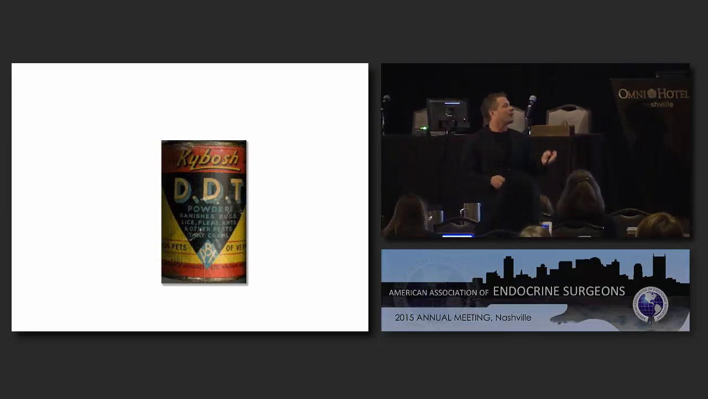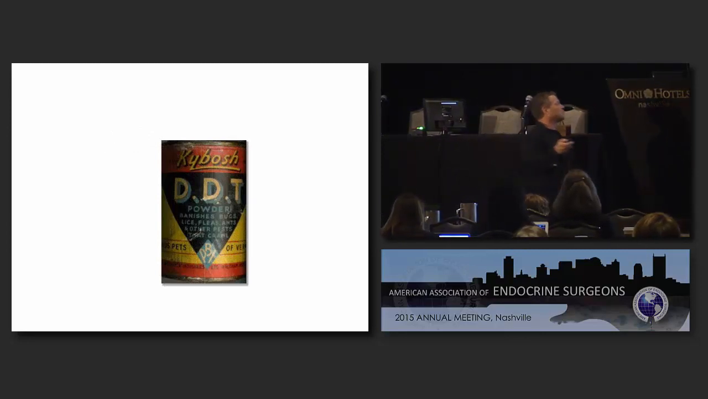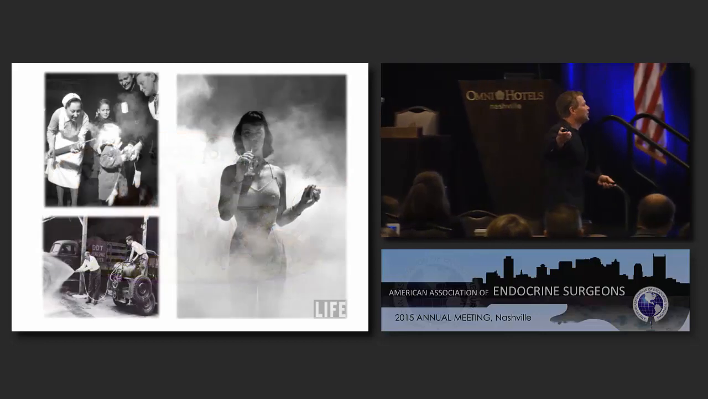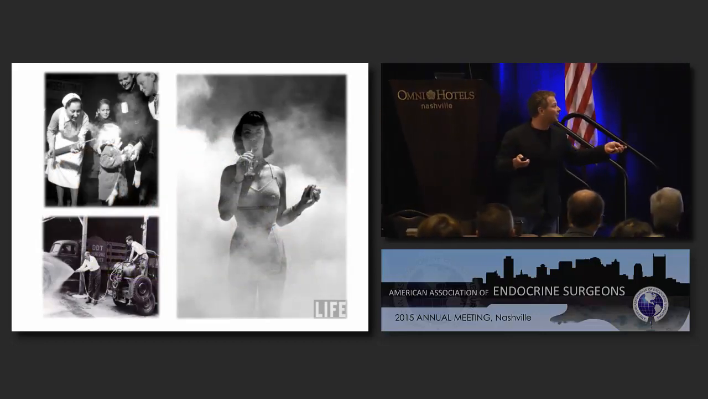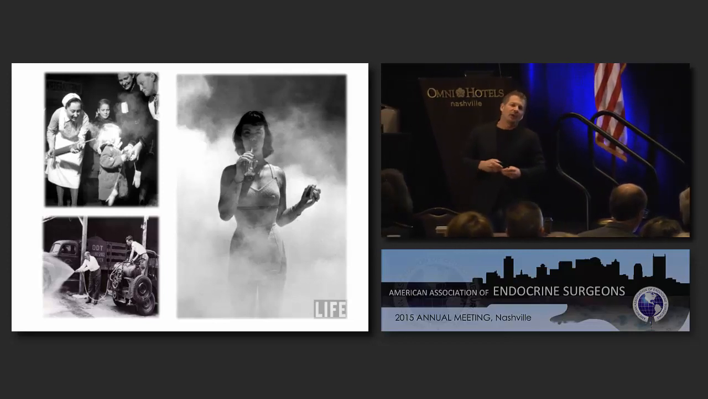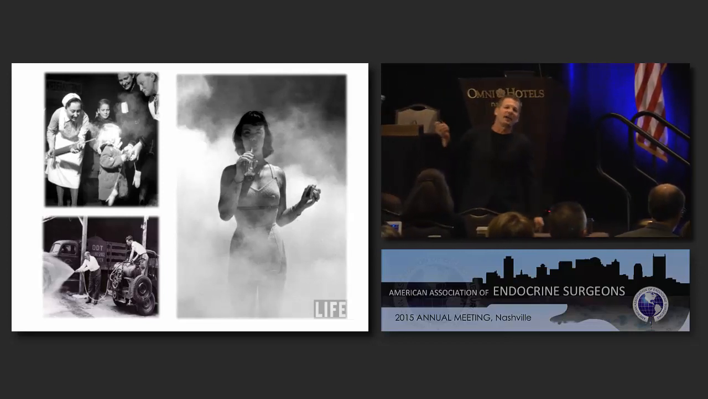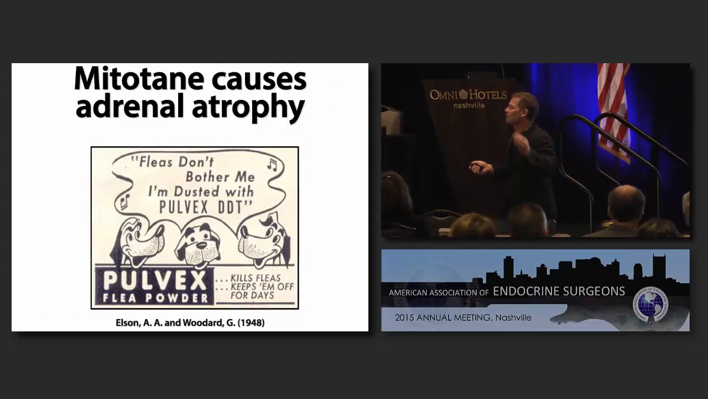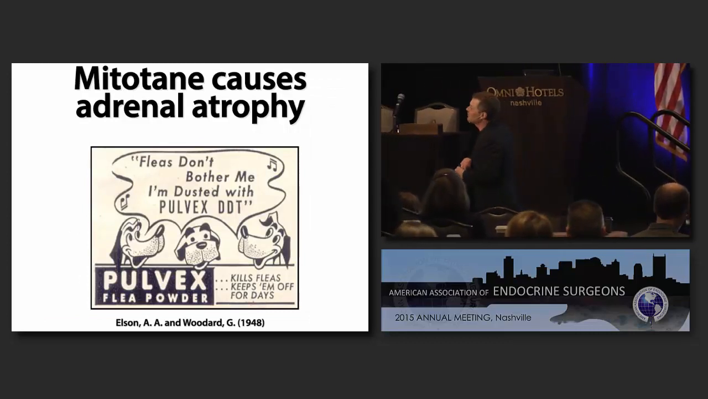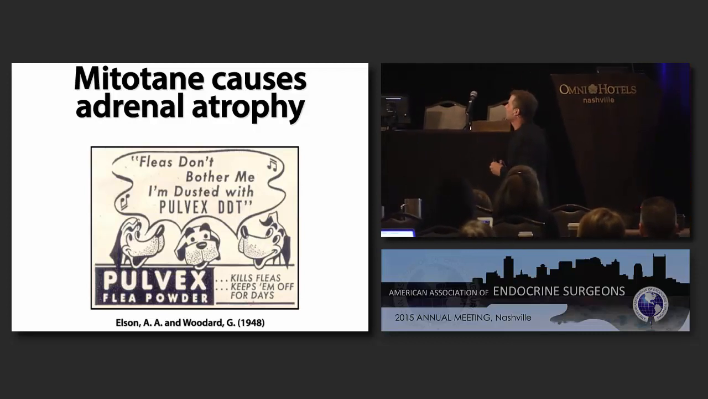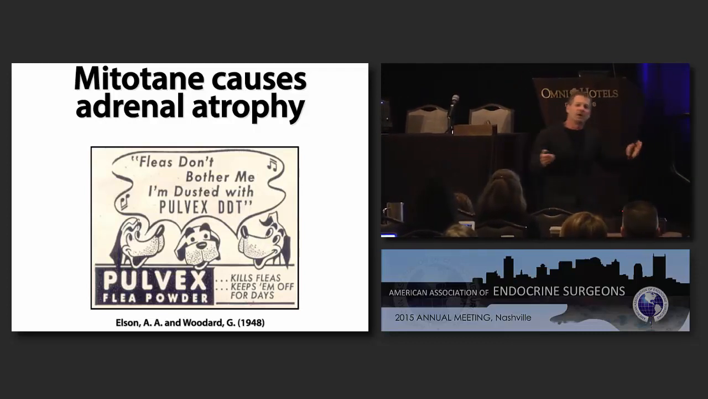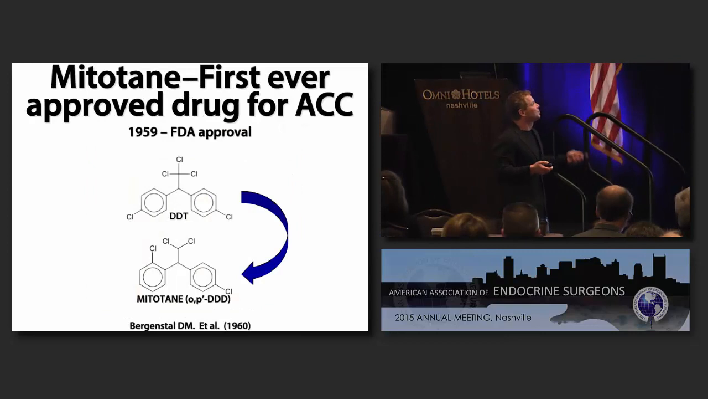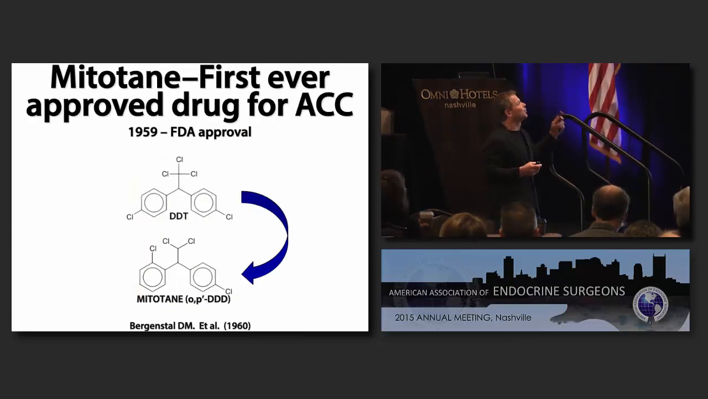It was sprayed on our food. It was sprayed on our children. As you'll see here, cover of Life magazine here. It wasn't until they started looking at the toxic effects of DDT that it was shown to be toxic to what? To the dog adrenal gland. And a derivative of DDT, mitotane, was found to cause adrenal atrophy. Well, with that, that's what spurred the mitotane being approved as the first ever drug for adrenal cancer in 1959.